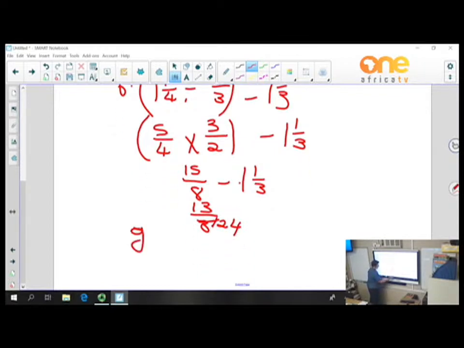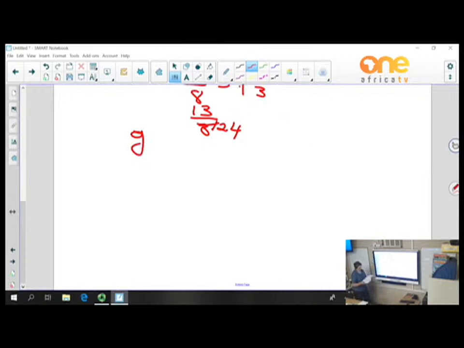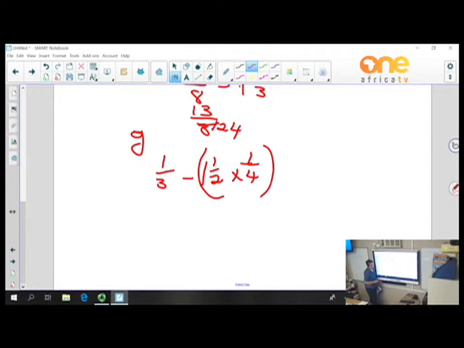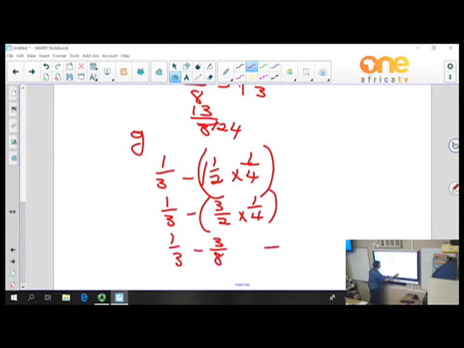Right, the next one is number G. And G says then 1/3 minus 1 1/2 times 1/4. So again, this is what we should do first. First, that multiplication. So this is 1/3 minus 3/2 times 1/4, which is then 1/3 minus 3/8. And then the LCM is 24. So it is then 8 minus 9. So the answer is negative 1/24.